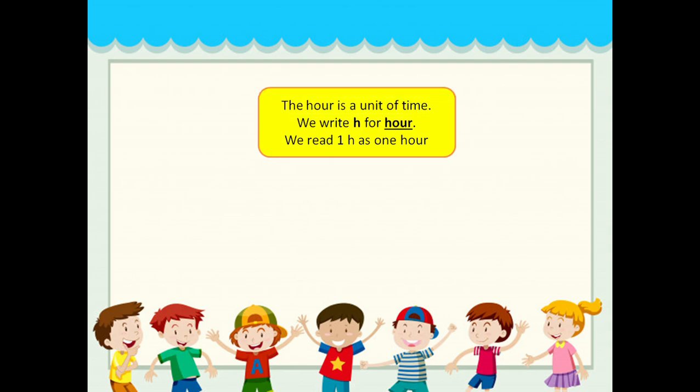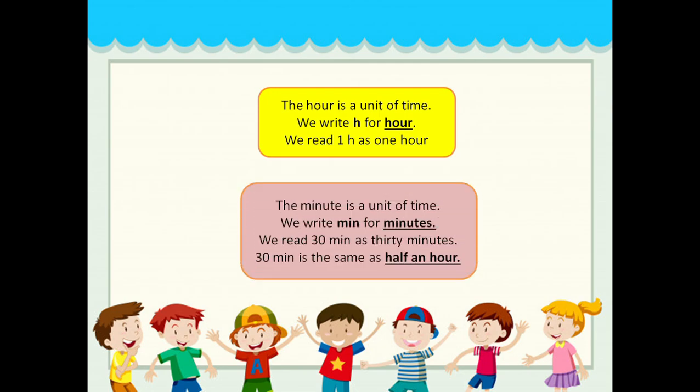Now, the hour is a unit of time. We write h for hour and we read it as 1 hour. The minute is a unit of time. We write min for minutes and we read it as 30 minutes, or we can also read it as half an hour.